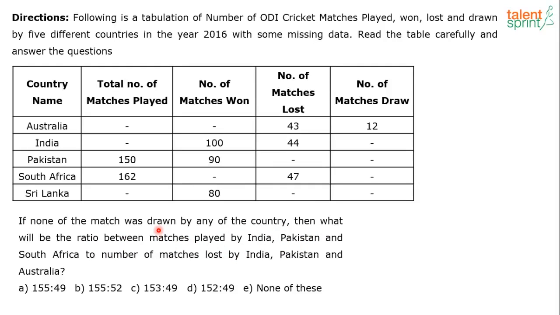Okay, so if none of the matches was drawn by any of the countries, then what will be the ratio between the matches played by India, Pakistan and South Africa to the number of matches lost by India, Pakistan and Australia, right?